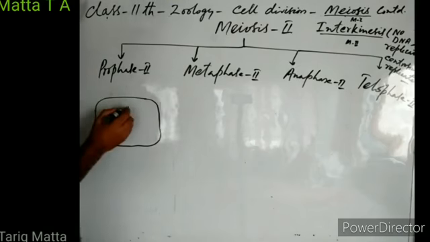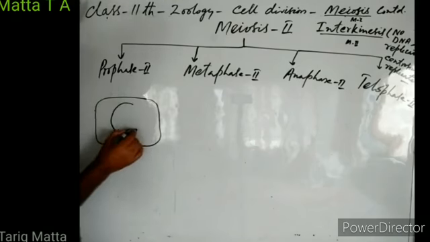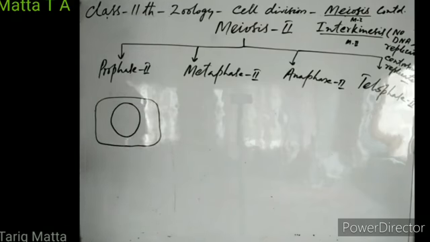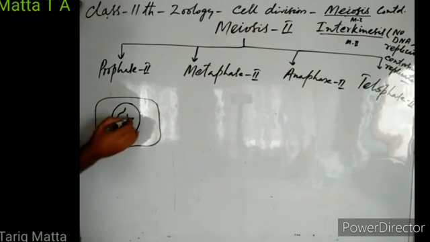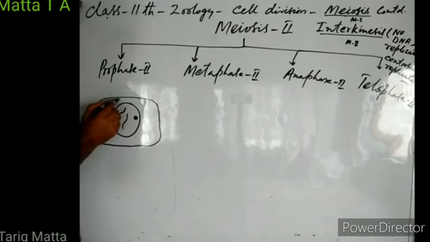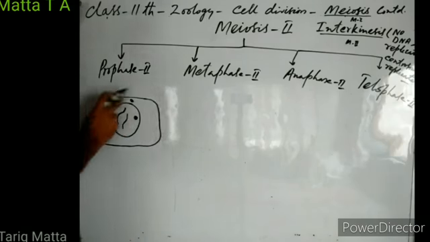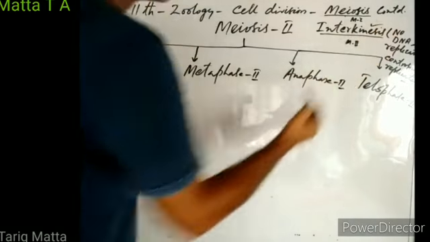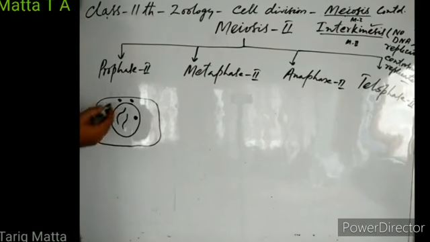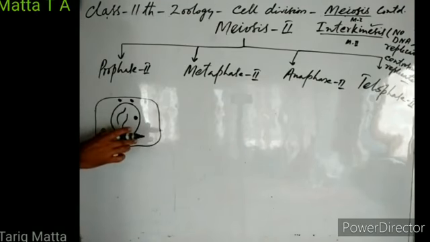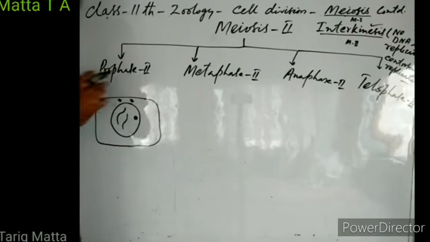So I will show it here. When the cell enters into prophase second of meiosis second, it has a well-developed nucleus covered by a double nuclear membrane. It has chromosomes in the form of fine thread-like structures known as chromatin fibers. It has a nucleolus, right? And it has a pair of centrosomes. This centrosome had replicated in interkinesis, right? So this is the position of the cell which enters into prophase second.